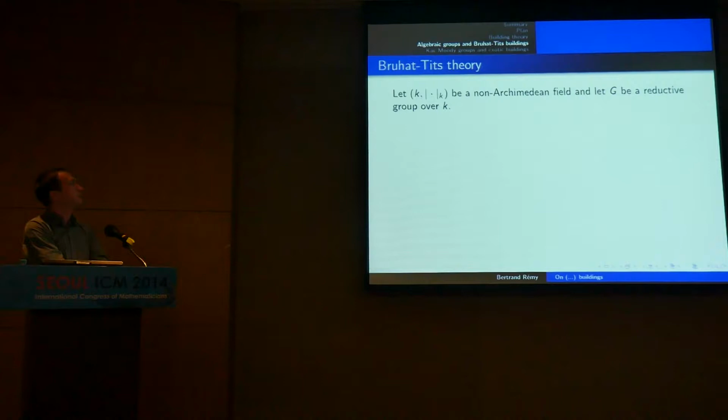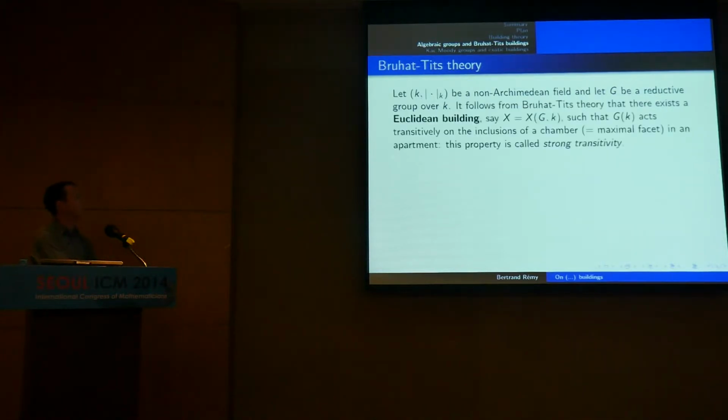Okay, let's start with a non-Archimedean field and a reductive group over this field. As I said, Bruhat-Tits theory provides Euclidean buildings in this situation, on which the group of rational points acts strongly transitively. Strongly transitively is a more technical, more precise condition. It says that the group of rational points G(K) acts transitively on the inclusions of a chamber in an apartment. Namely, if I'm given a chamber in an apartment and another such inclusion of a chamber in an apartment, I can always find an element which sends the chamber to the chamber and the apartment to the apartment.